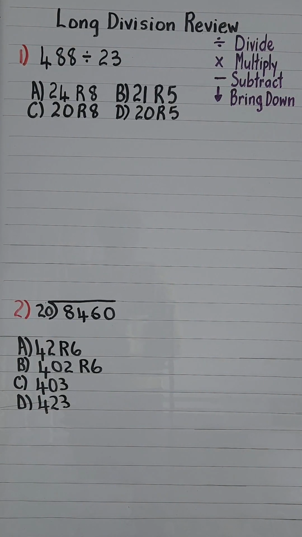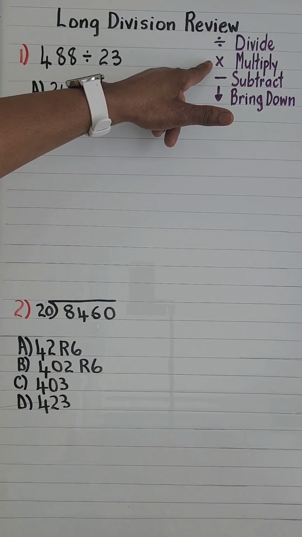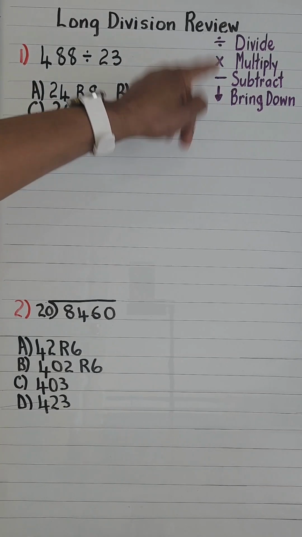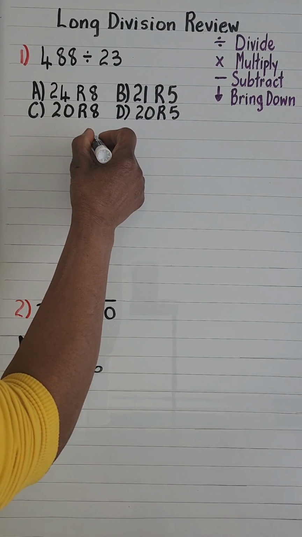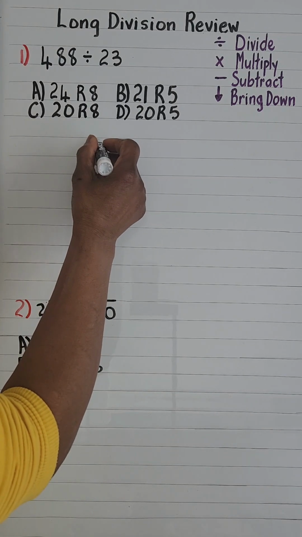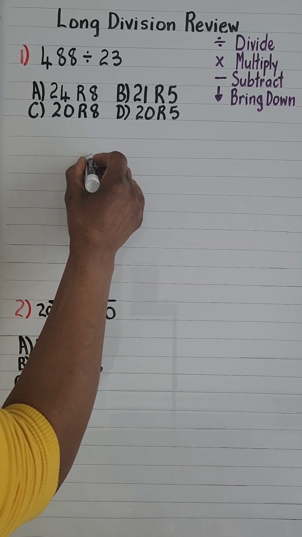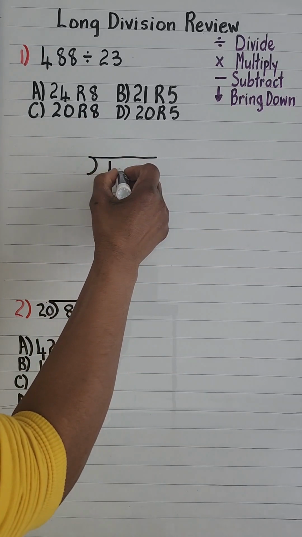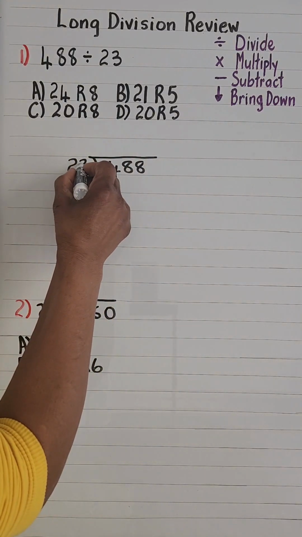In today's video, I'll be doing a review on long division using this 4-step method: divide, multiply, subtract, bring down. So first example, 488 divided by 23, and let's set it up the traditional way. The dividend 488 and the divisor 23.